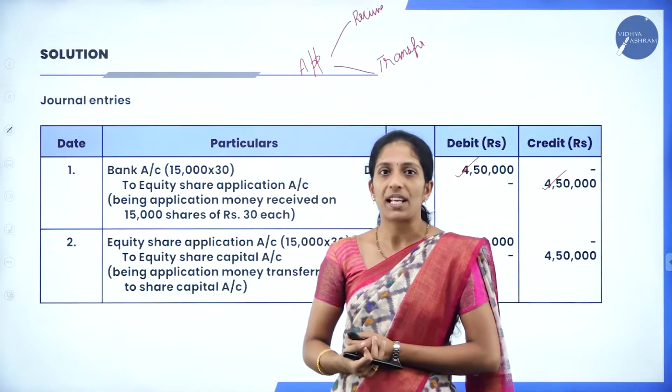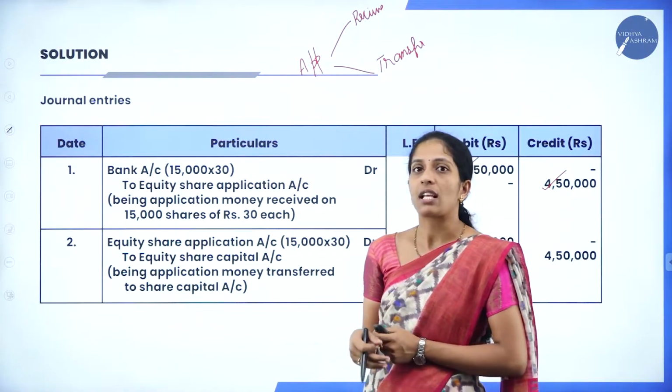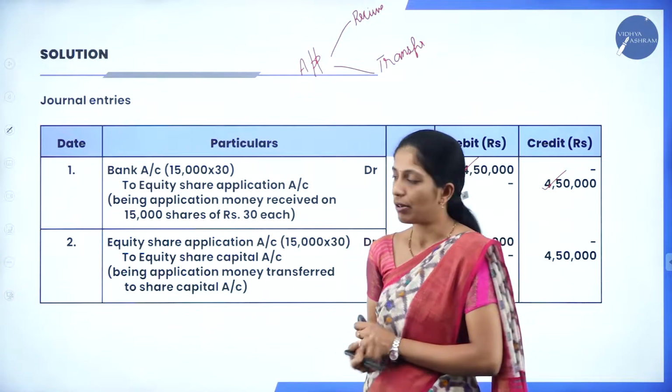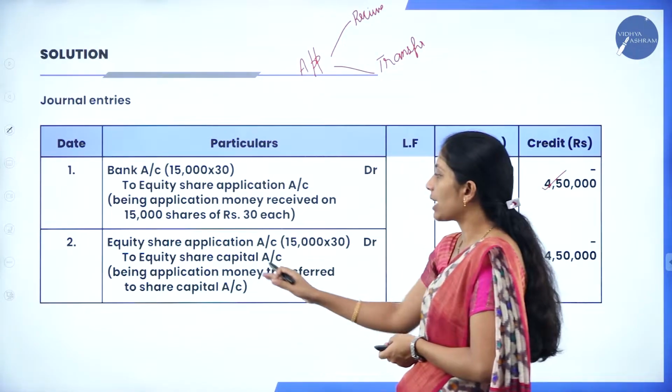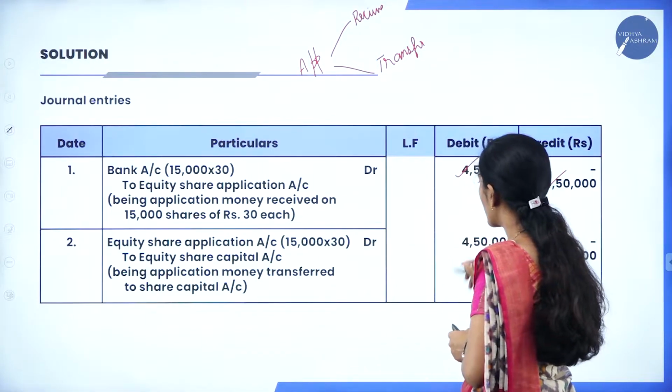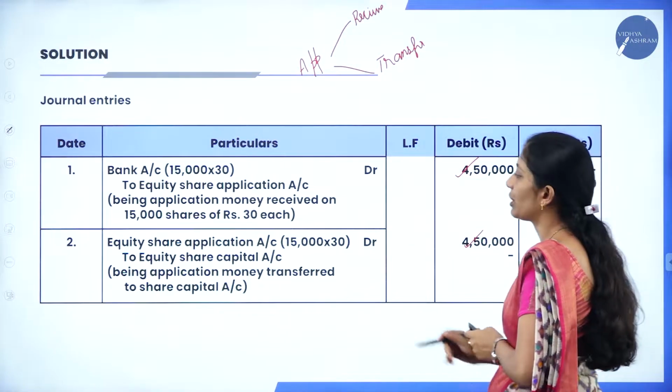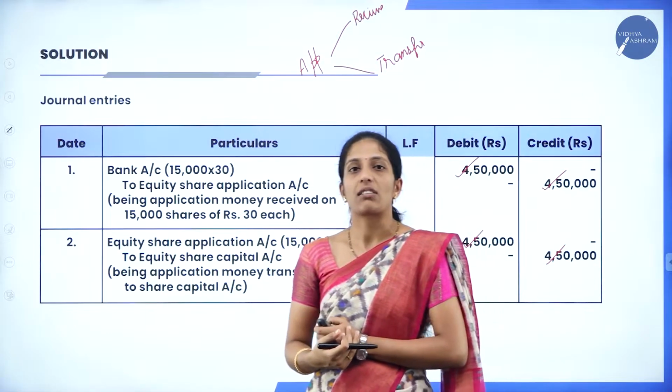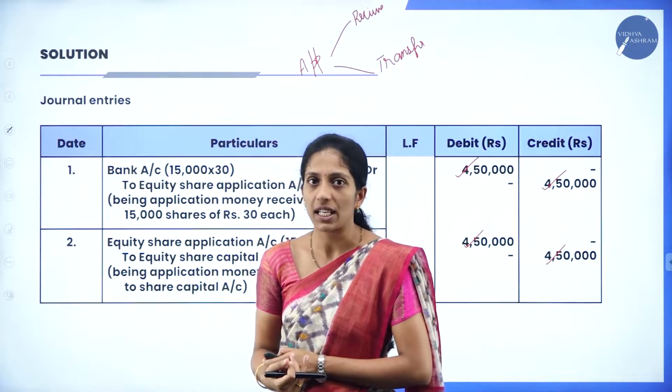Next, transfer the application money. So, where do you have to transfer? To equity share capital account. So, equity share application account debit to equity share capital account. The same amount you are going to transfer, that is 4,50,000. Being application money transferred to equity share capital account.